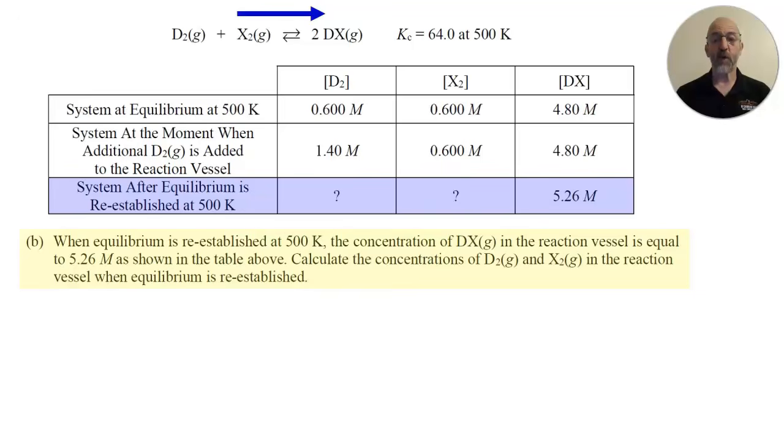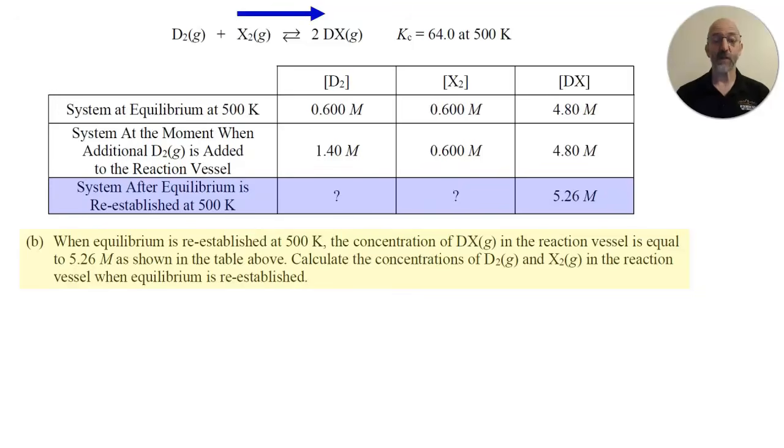Note that 4.80 molar was the concentration of DX. Now it's 5.26, so that verifies that there was a net conversion from left to right, or from reactants to products, when equilibrium was reestablished. So what we need to do in part B is to calculate the concentrations of D2 and X2 in the reaction vessel when equilibrium is reestablished.